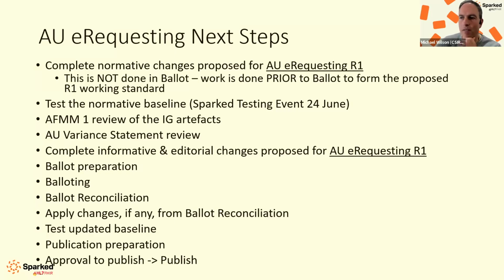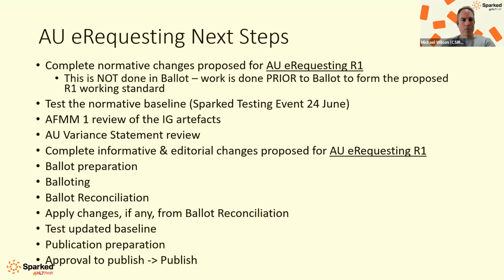So just talking to that, we need to complete the normative changes proposed for eRequesting R1, so that doesn't happen in ballot. What we've got to do is get a position of a complete eRequesting to take to ballot for working standard. Then we're getting feedback on that and voting on it through the ballot for working standard.